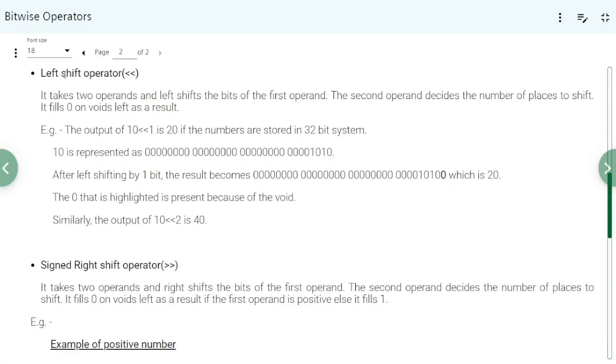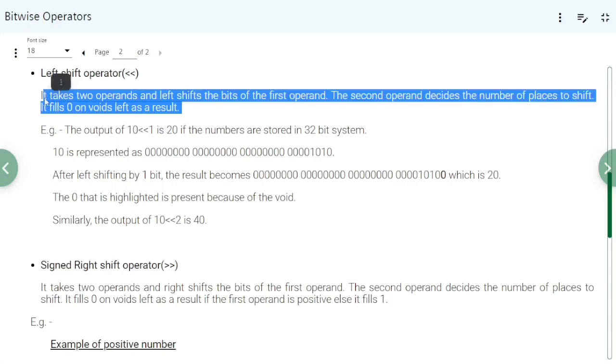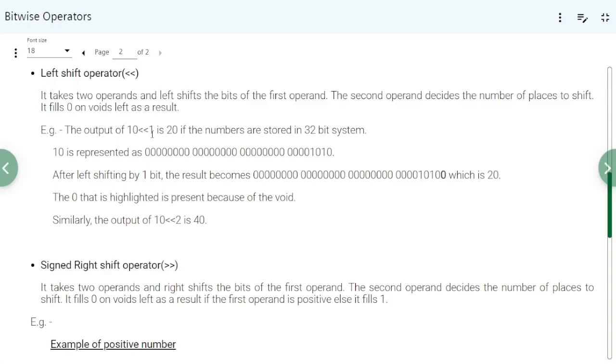Let's move on to the next operator that we have. Okay, this is the left shift operator. It takes two operands and left shifts the bits of the first operand. The second operand decides the number of places to shift. It will zero fill the voids left as a result. I think this definition is not making much sense, but when we see an example, you will understand it better. So let's take an example where we are left shifting 10 by one place. Let's see what it actually means and why the output is 20 here.